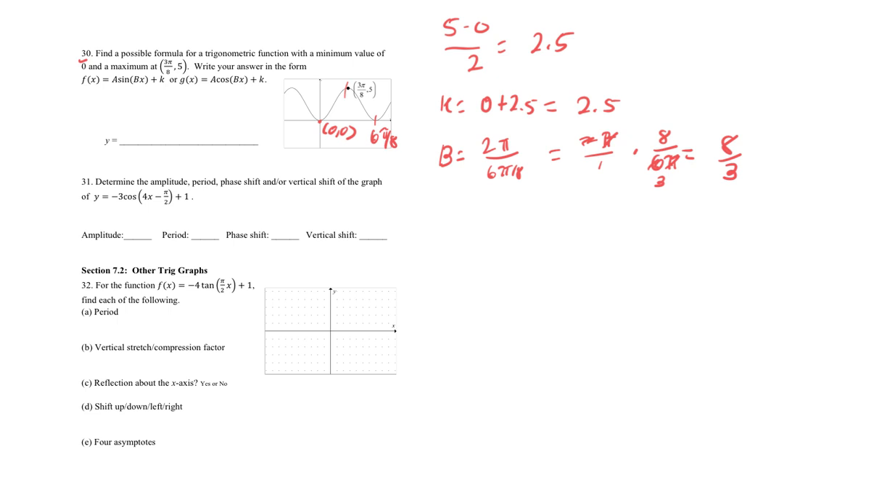So now we have enough information that we can use the cosine with. Just because we figured this out, this was the magnitude of the amplitude. Since we started at minimum, it'll be a negative value. It's a negative 2.5 cosine of 8/3 x plus 2.5.